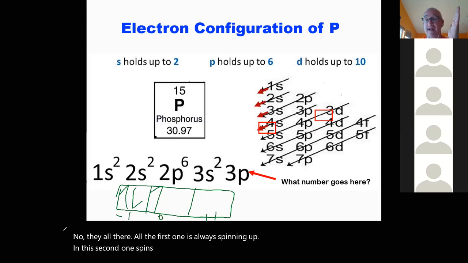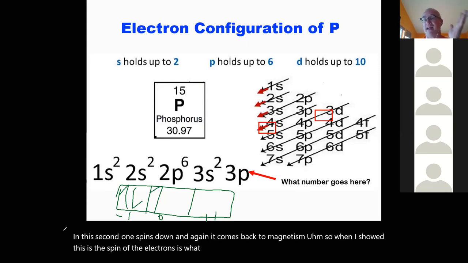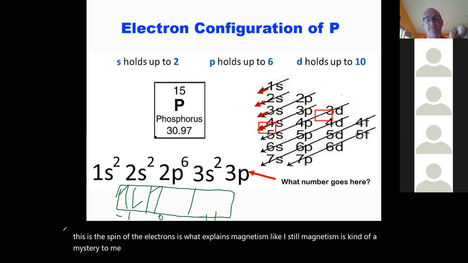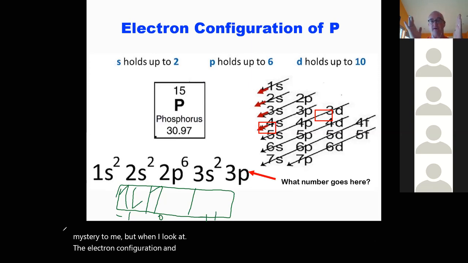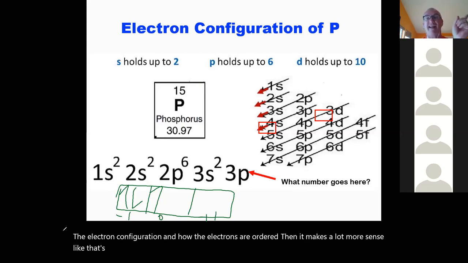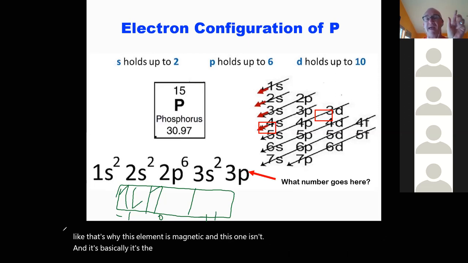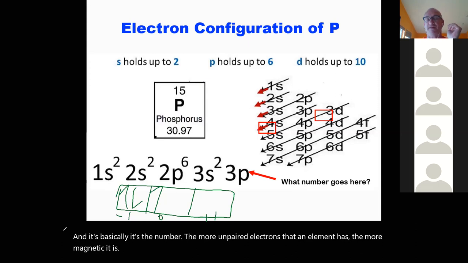And again, it comes back to magnetism. The spin of the electrons is what explains magnetism. Magnetism is kind of a mystery to me, but when I look at the electron configuration and how the electrons are ordered, it makes a lot more sense. It's like, oh, that's why this element is magnetic and this one isn't. It's basically the number of unpaired electrons: the more unpaired electrons an element has, the more magnetic it is. And that's basically what it comes down to.